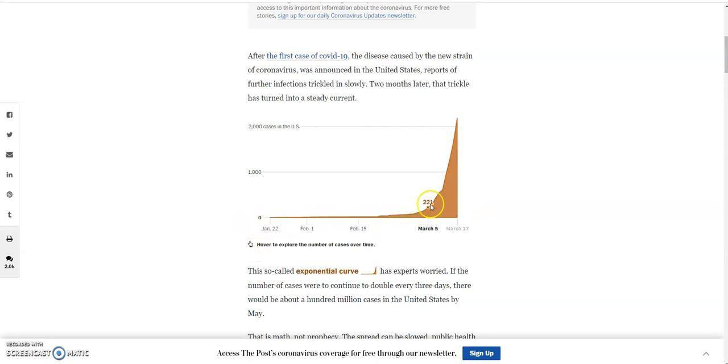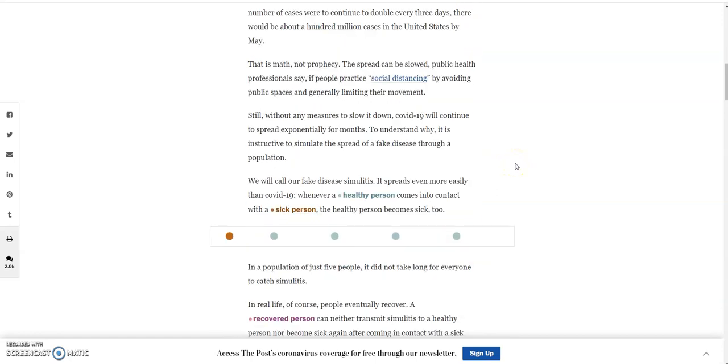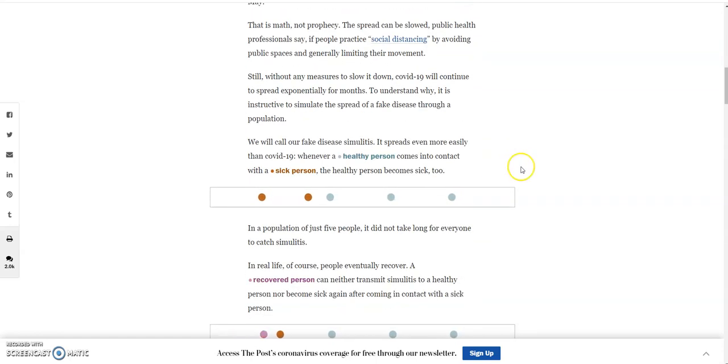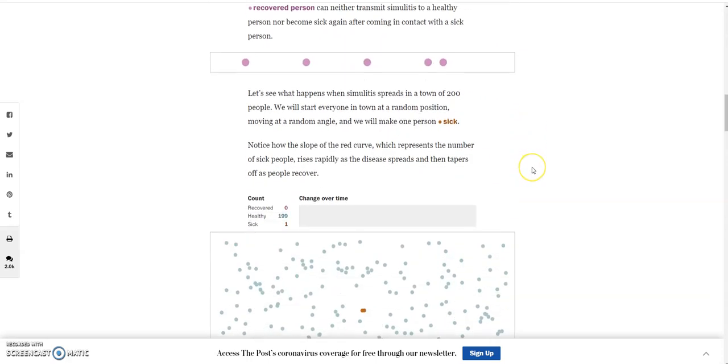So we see these functions in the real world, and here we have exponential growth showing in the United States of our coronavirus spread. Then as you come down here, and I encourage you to check this out, it shows how the spread of the coronavirus is affecting our society.